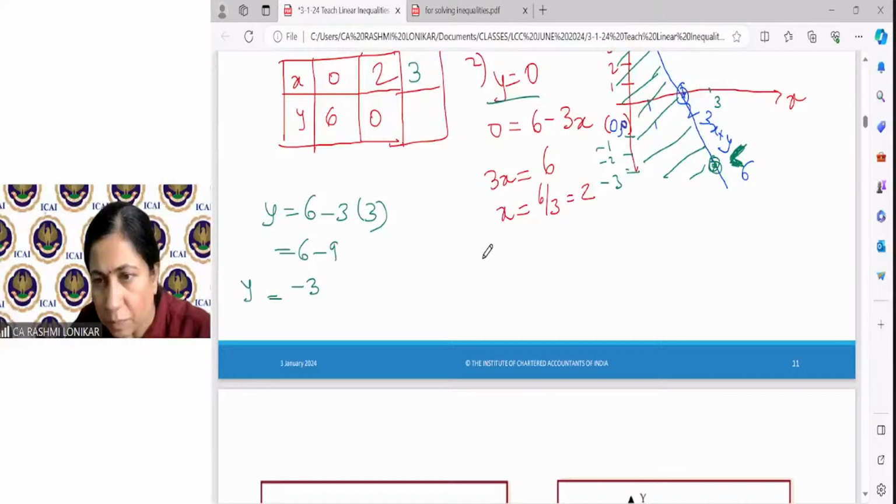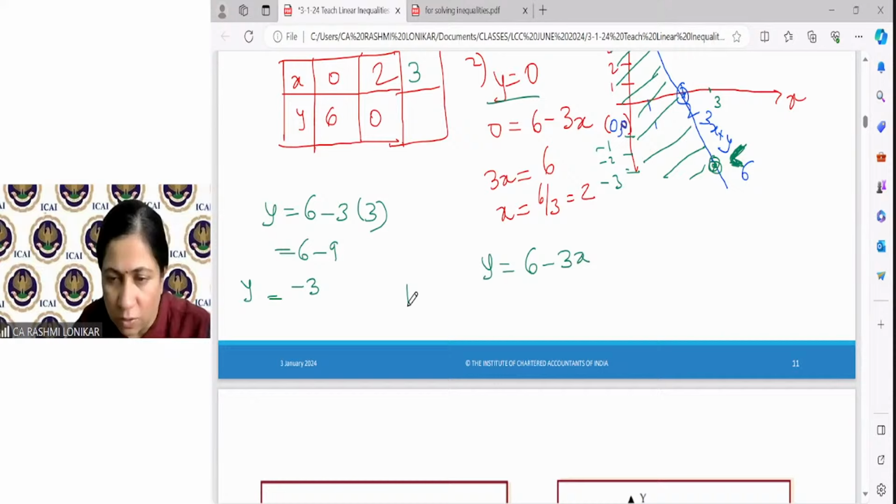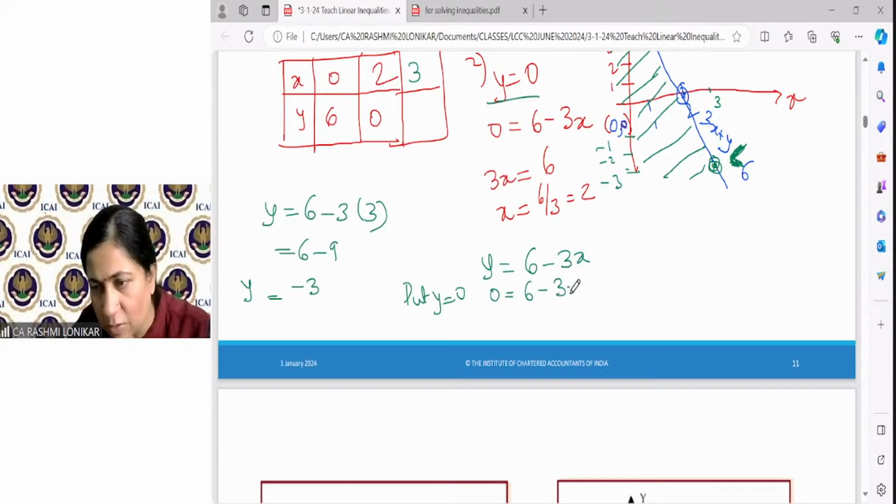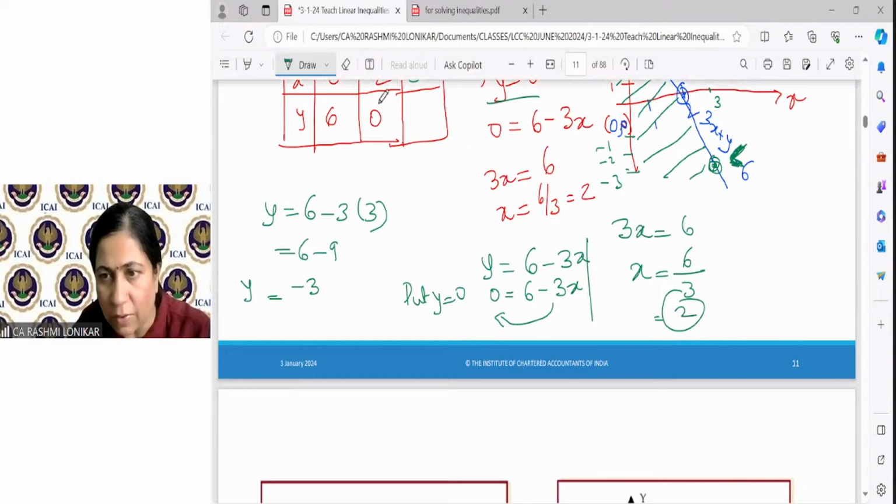y is equal to 6 minus 3x. Now what I do, I put y is equal to 0. So put y is equal to 0. So what will happen, 0 is equal to 6 minus 3x. Okay, I take the minus 3x to this side, I will get 3x is equal to 6. So x will be equal to 6 upon 3, which is equal to 2. Okay, this 2 came from here. Alright, did you understand?